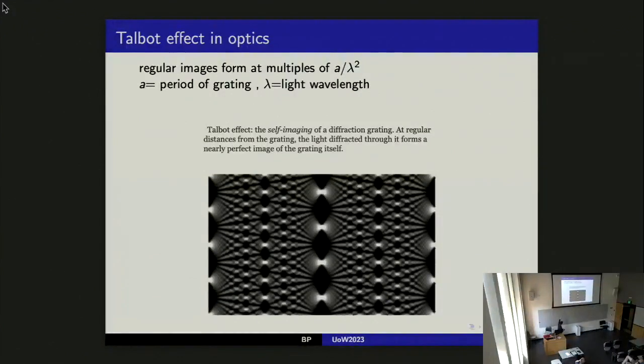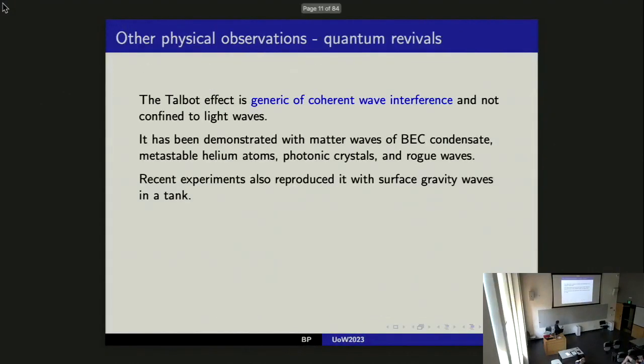So you have to imagine light coming in through these holes here. The rest is blocking the light. So let's say you put a 1 where the light goes through and a 0 where it doesn't. And at certain fixed distances, and the distance is a over lambda square, you have an exact reproduction of this pattern. And in between, there is a sort of scaled version of it, but certainly with the same pattern. And yeah, it's a self-imaging phenomenon.